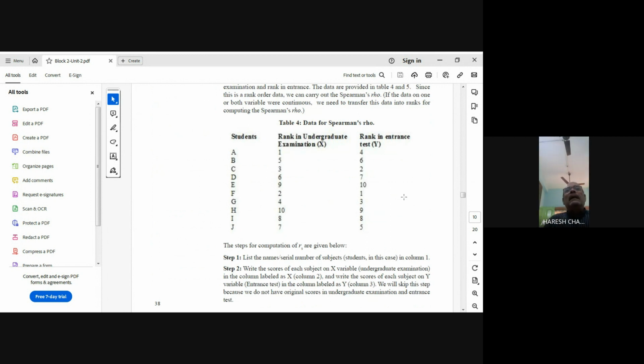Now, rank in undergraduate examination X, rank in entrance examination Y.